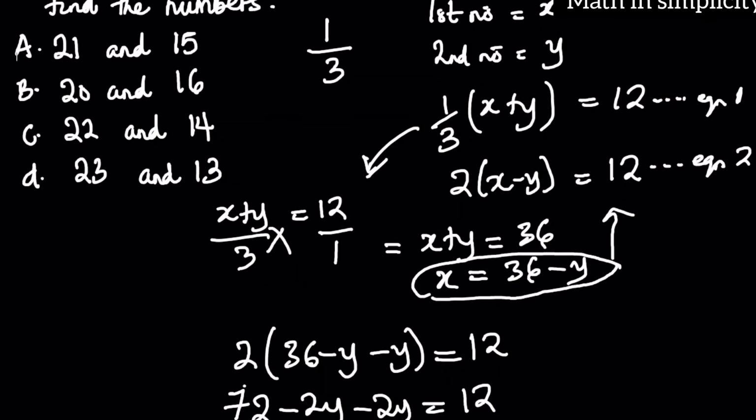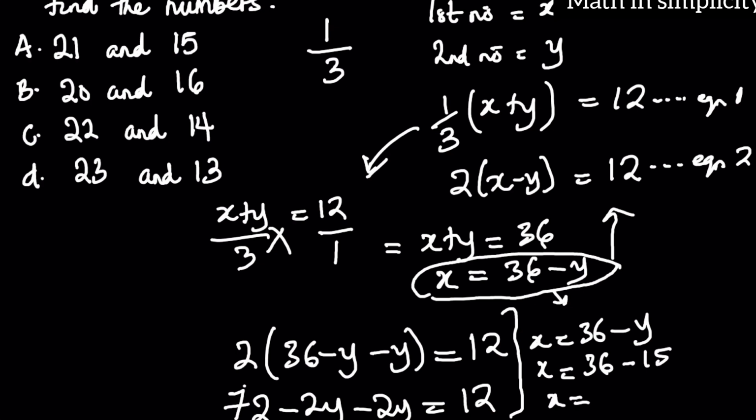So how do we now get x? We can get x from this equation here. If we have that x is equal to 36 minus y, x will now be equal to 36 minus 15, since we got the value of y as 15. 6 minus 5 is 1, 3 minus 2 is 1, so 21. So finally we have that x is equal to 21 and y is equal to 15. Which option corresponds to that? That's option A, 21 and 15. So A is the correct option. That's it for this question.